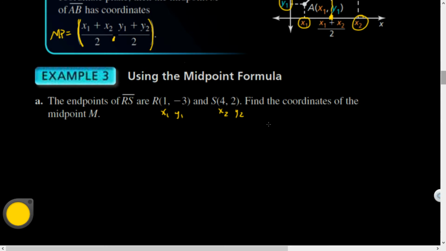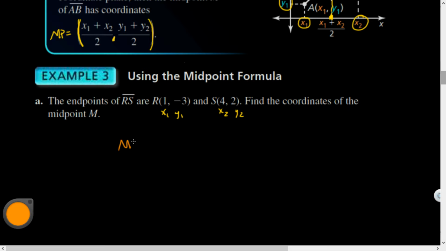Now, I've got a formula. I've labeled this. I don't have to draw a picture. If a diagram will help you, if plotting those points will help you, go for it. But you do not have to. All right, so I'm going to take my midpoint formula, and I'm just going to plug these in.